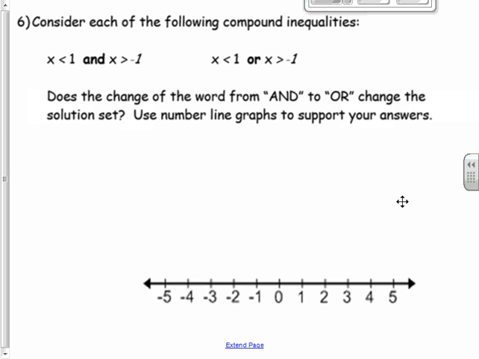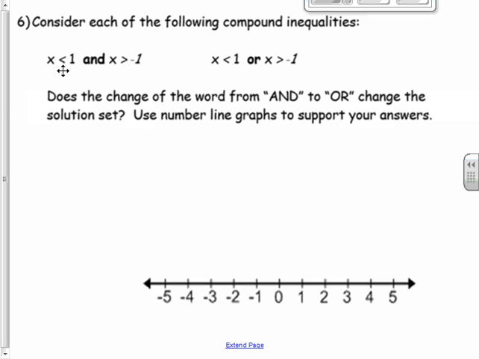The title of the homework is Intro to Compound Statements. And for this podcast episode, I decided to look at number 6 from your homework. I chose this one because it is probably the most thought-provoking question of all the ones that were assigned for you tonight. So in this question, we're given two compound inequalities.